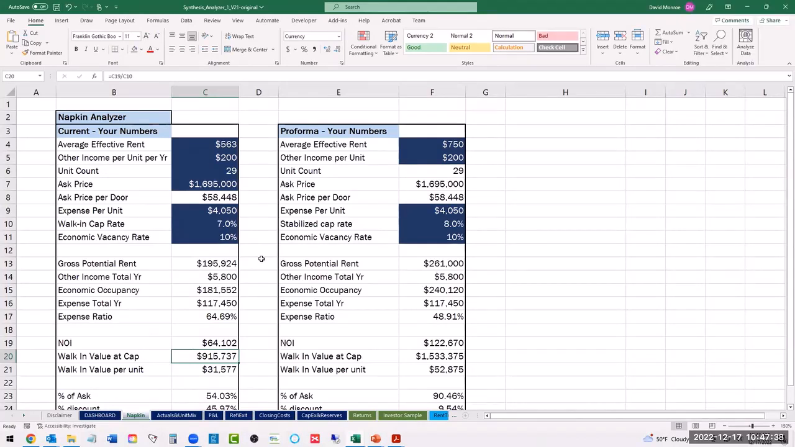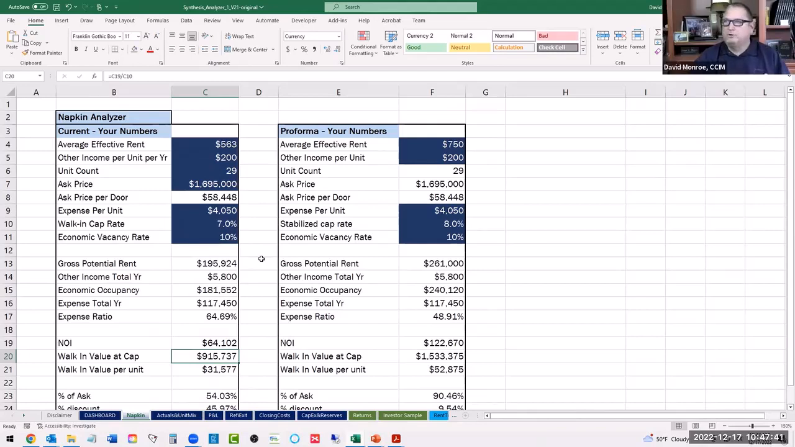Now, you remember I told you that if you want to purchase on pro forma, there's a way to do it utilizing the financial information that you have. That's the way developers do it. It's the way institutions do it. And that's through a cost markup spread. So if I know in year 3, at stabilization, all my rents are going to be at $750, my income is going to be $200, I'm still at 29 units, I'm still at 1.695 million, and I still have the average expense per unit of 4,050. Okay.